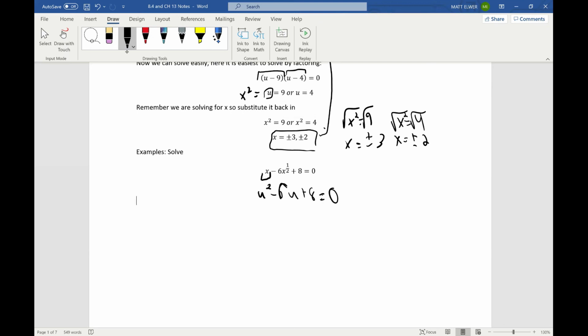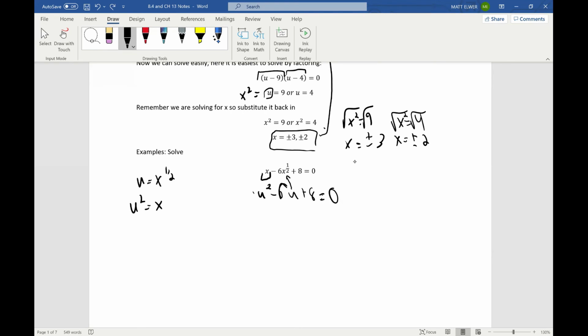So notice that u, right, when we have this u right here in the middle, that is equal to x to the 1/2. So my substitution here should be u is equal to x to the 1/2 power, right? Or if I square that on both sides, because I want my u squared, I can say u squared is equal to x, right? So that would make my substitutions correct for the quadratic.